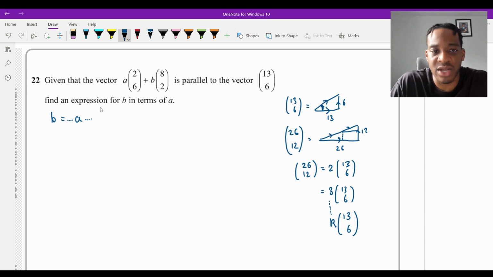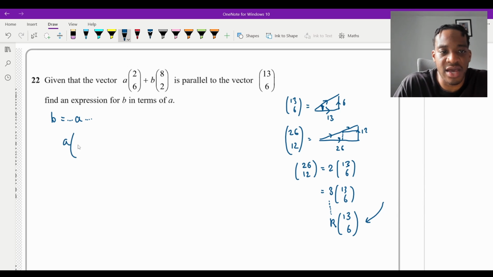So now that we've got this relationship, what I'm going to do is work with this. We've got a multiplied by 2, 6, right? And b multiplied by 8, 2. What we can do is expand this. I'm going to have a, and we're going to have 2, 6 like this. This is just going to equal 2a and 6a. And then the b, 8, 2, right? You just have to multiply that letter with every component. So it's going to be 8b and then 2b.